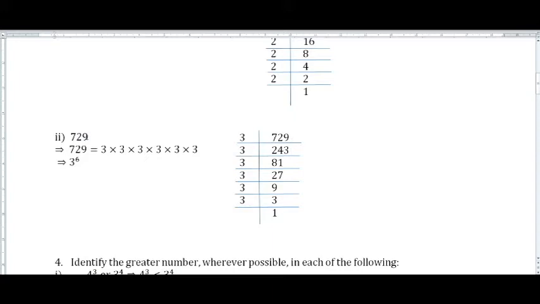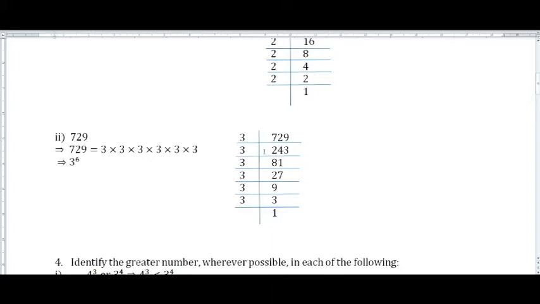Let's add the digits. 9 plus 2 is 11. 11 plus 7 is 18. So 18 is divisible by 3. That is, 3 sixes are 18. So that means this 729 can be divided by 3. So here let us see. 729, if we divide it by 3, the answer will be 243.